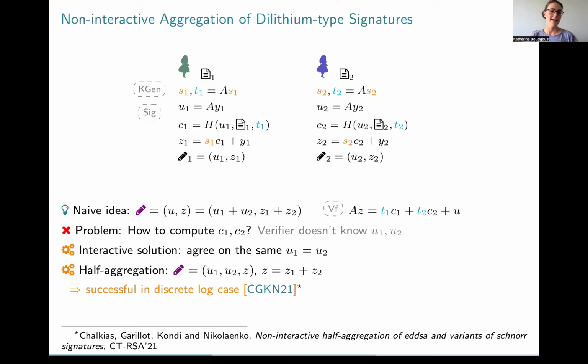And the other approach is that you go for half aggregation. So you give up on having something very compact, but just kind of compact. And in that case, you have to send the U parts because they are needed to derive the challenges, but then you can still aggregate the Z parts. And this is a successful approach in the discrete log case. And we thought that maybe we can imitate that in the lattice world.